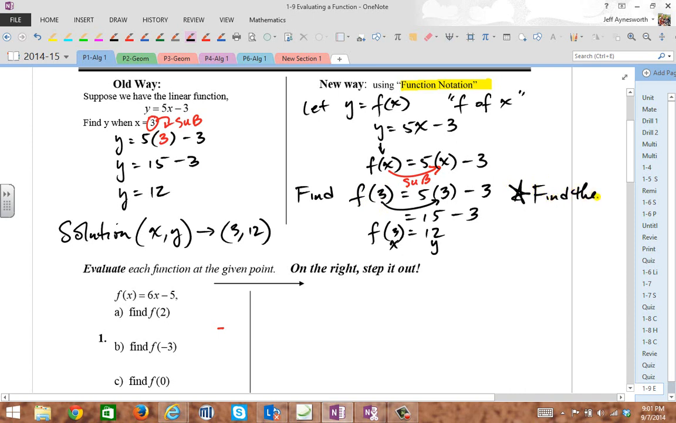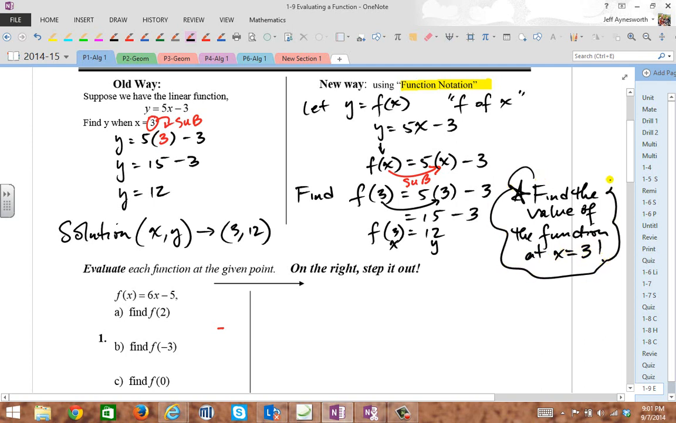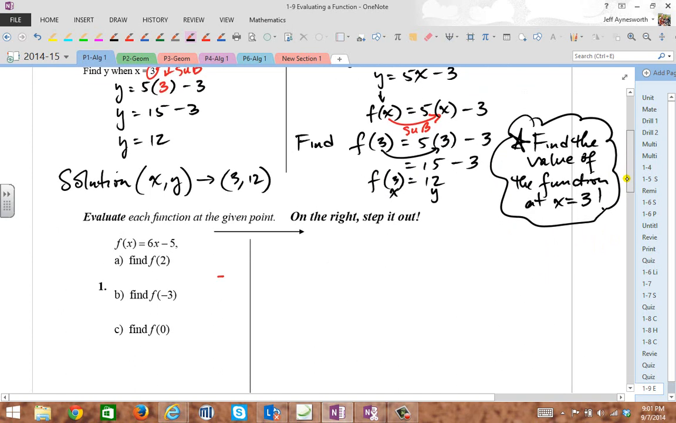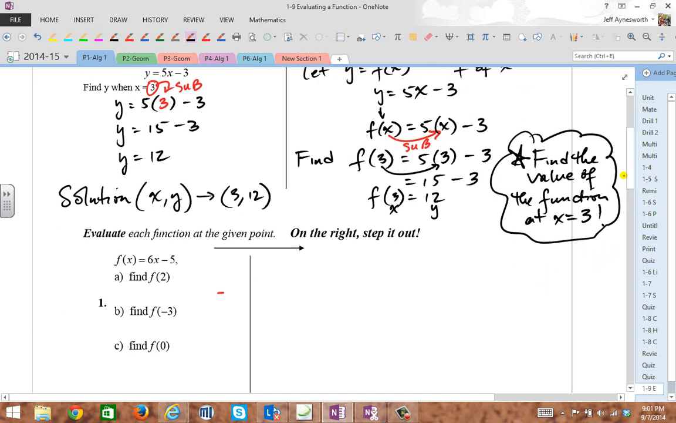Find the value of the function at x equals 3. That's what we're doing here. All right, so let's highlight that. f of 3 means find the value of the function at x equals 3. So let's get some experience here, because that's exactly what you need, and work with a bunch of different functions at many different values of x.